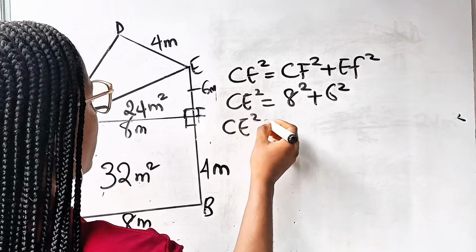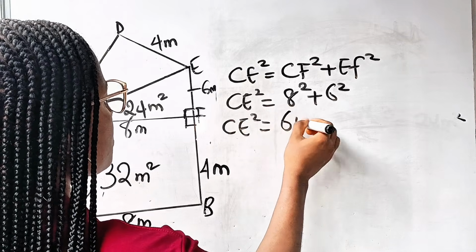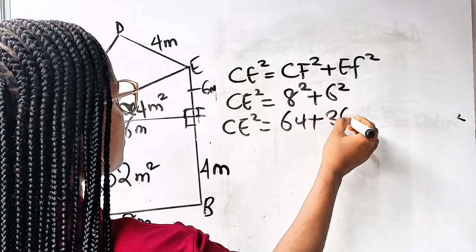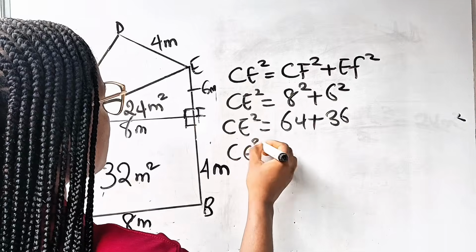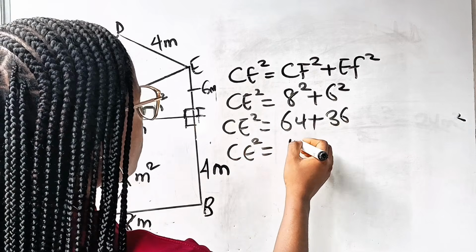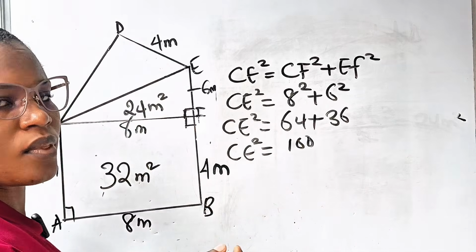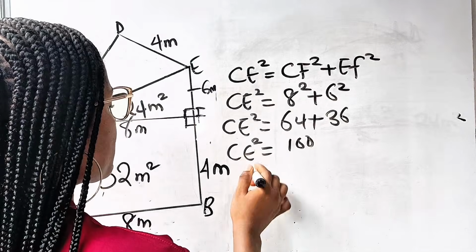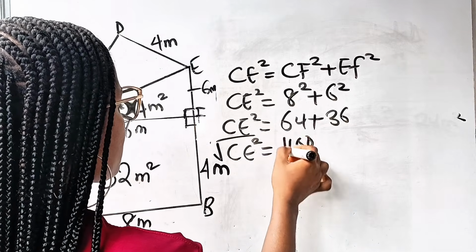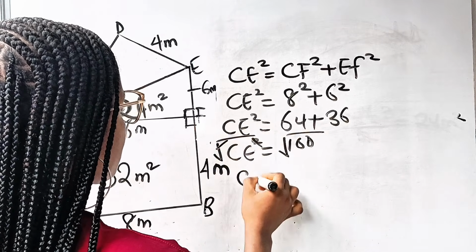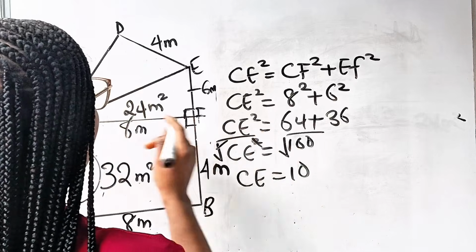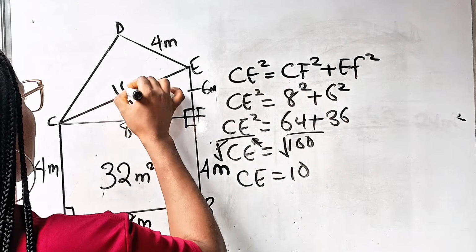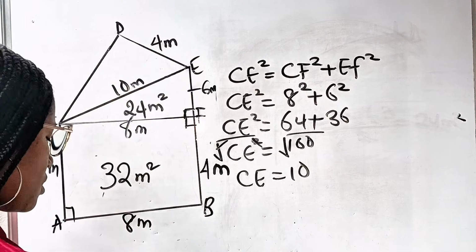So CE squared will be 8 squared is 64, 6 squared is 36. So CE squared is 100. Now for us to get the value of CE, we take the square root of both sides. And we have CE is equal to 10. So it means that from here to here is 10 meters.